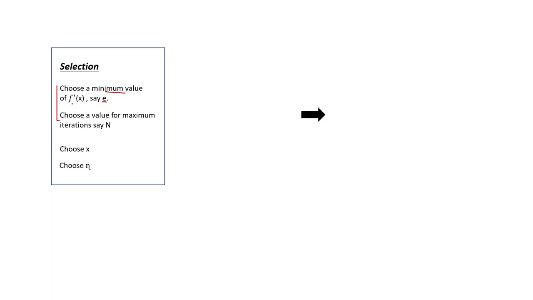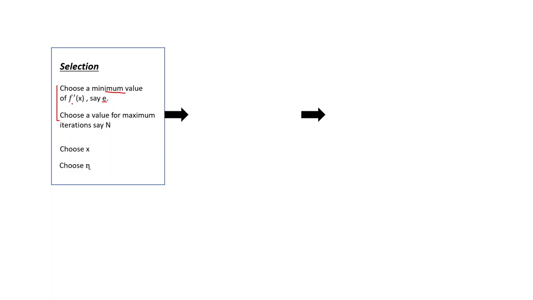So now if we look at the steps, we'll see that the first step is going to be selection. So in selection, what we are doing is choosing a minimum value for f prime x, that is the minimum value of the gradient, and we call that E. We will also be choosing a value for the maximum number of iterations, like how many times we'll be updating the value of x. So why do we need these two? I'll be making it clear in a few moments. And then we have to choose a starting point, which is x, and we also have to choose eta.